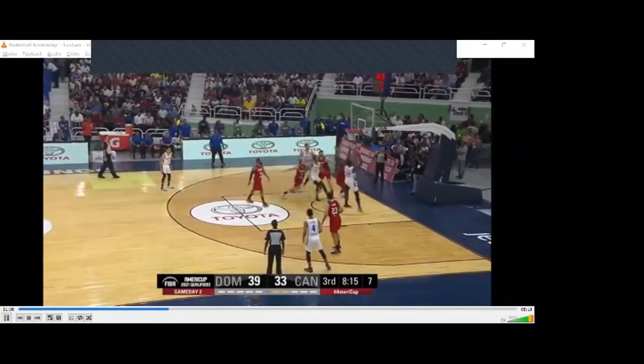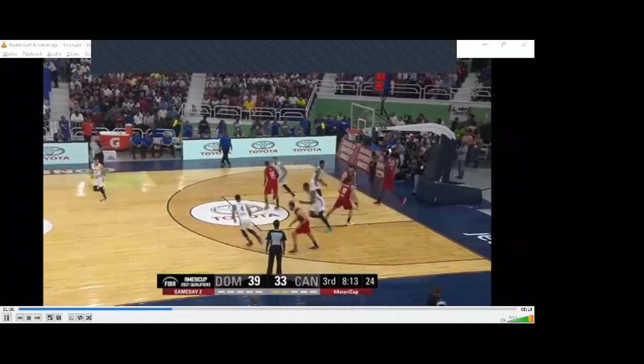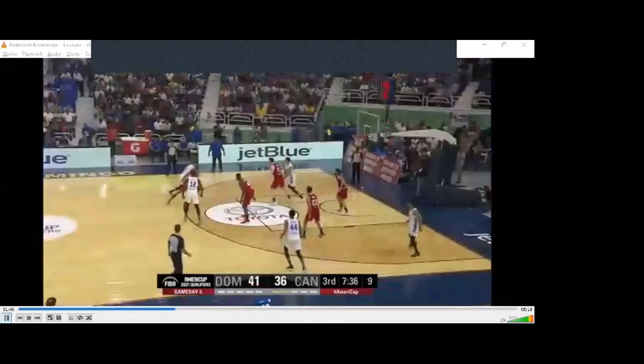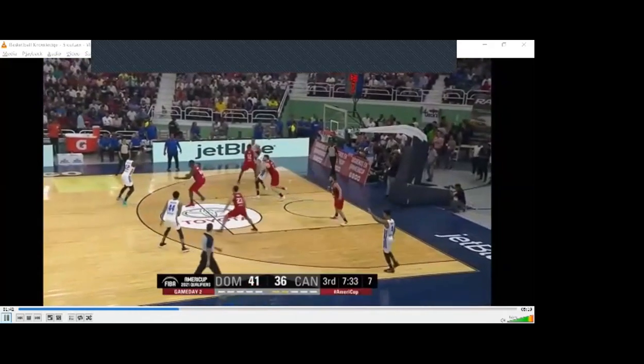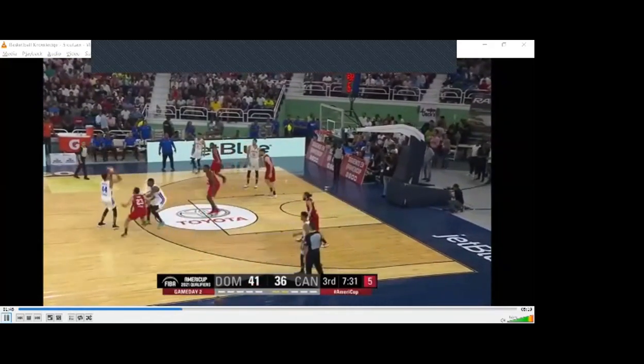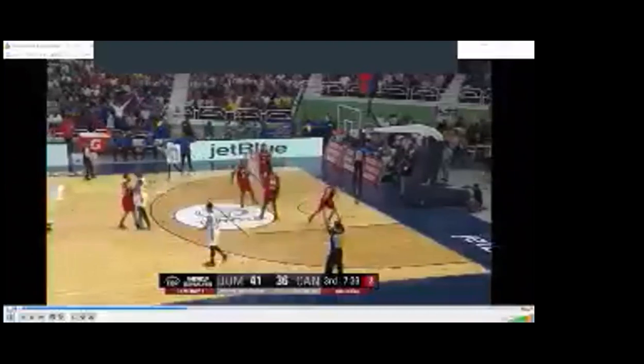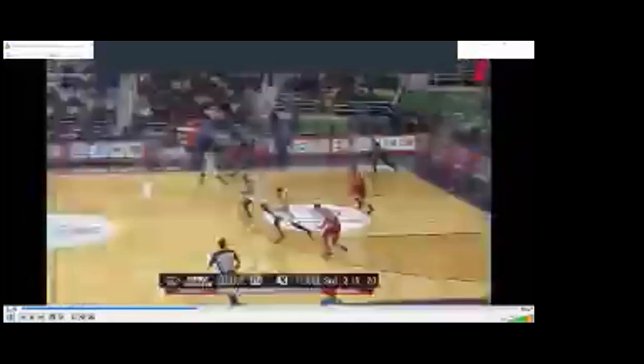Here's Delgado. Goes right at Nicholson again and finishes off the glass. As at the World Cup qualifiers, averaged about 6 points per game. So the 13 somewhat unexpected. Oh, no foul, but a 3-pointer knocked down by Montero. And then Montero with the answer.